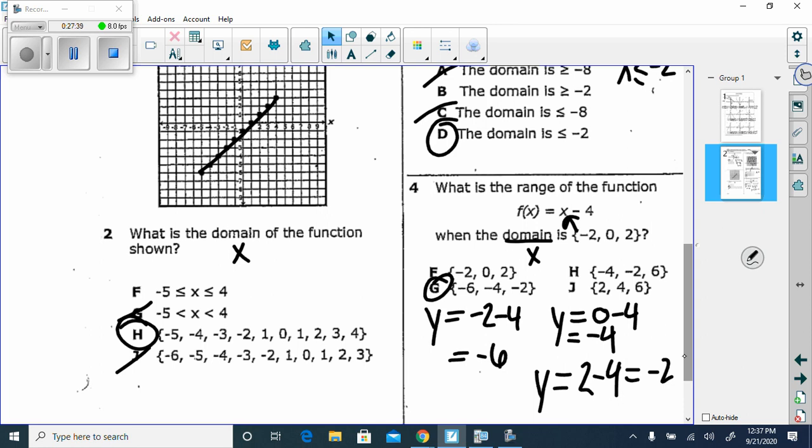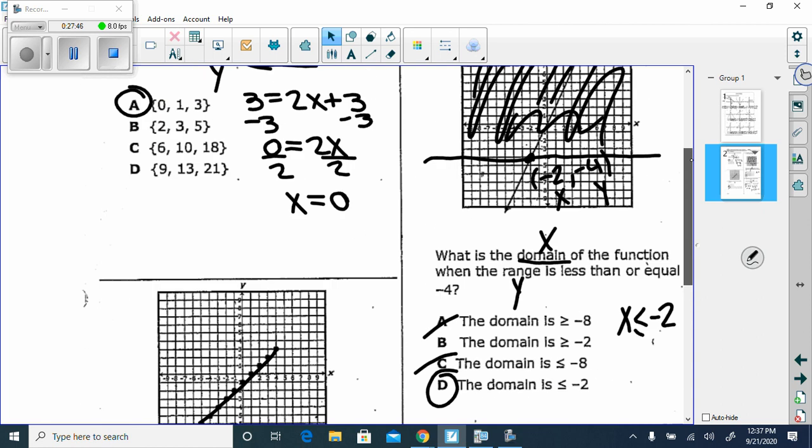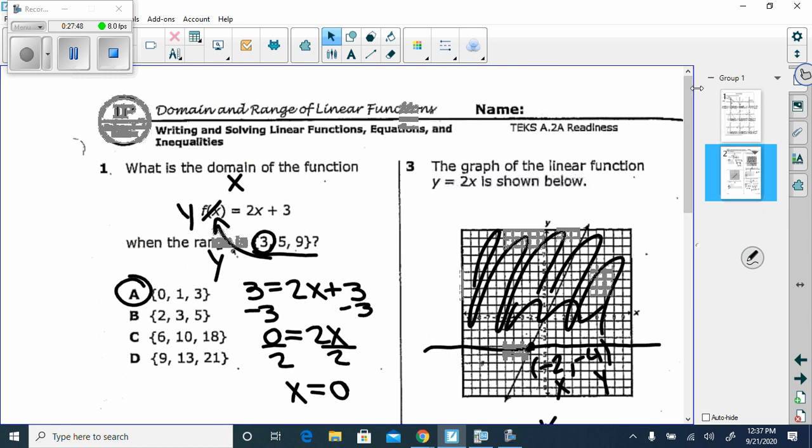Alright, so make sure on those questions you read carefully what they give you. This time they gave us x, so we plugged in or substituted for x. Up here they gave us range, which is y, so we substituted for y.